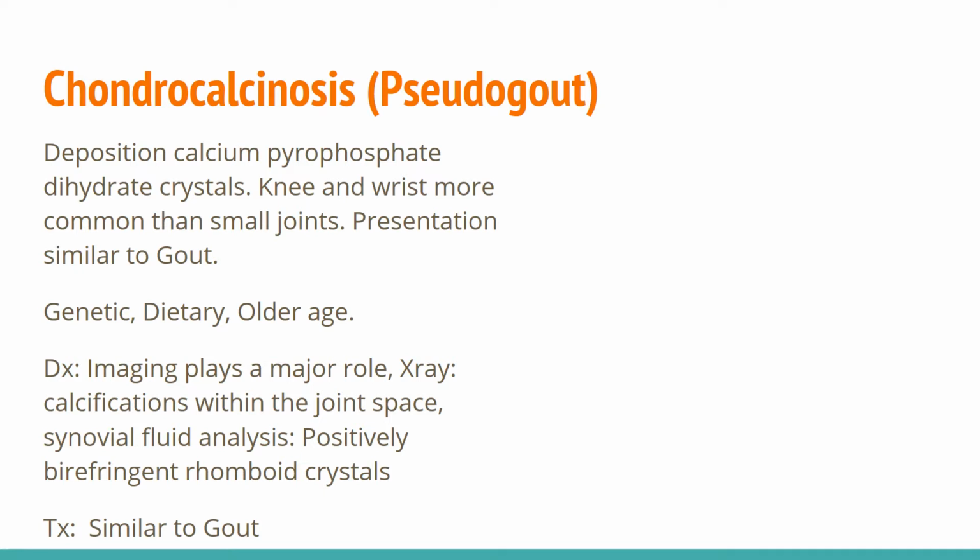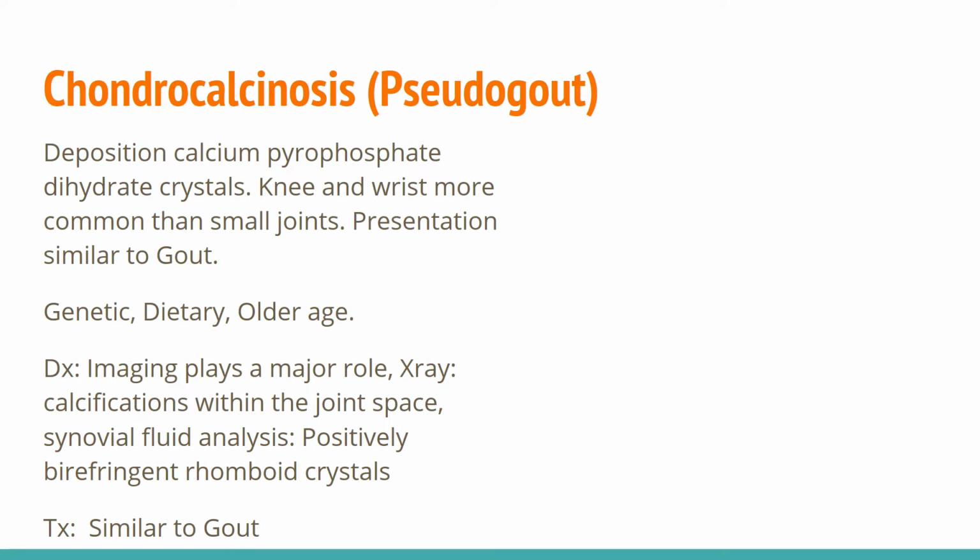Next, we're going to discuss chondrocalcinosis or pseudogout. This is deposition of calcium pyrophosphate dihydrate crystals. Knee and wrist are definitely more common than the smaller joints when compared to gout. However, the presentation is similar. There are genetic and dietary risk factors, as well as older age.